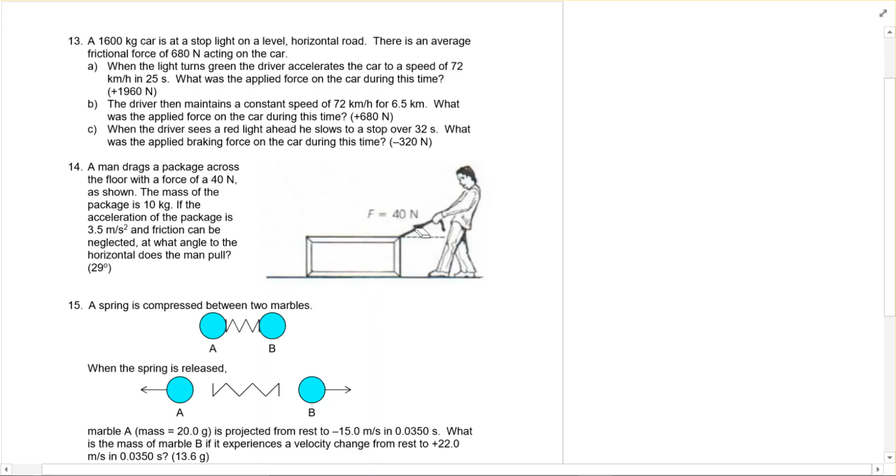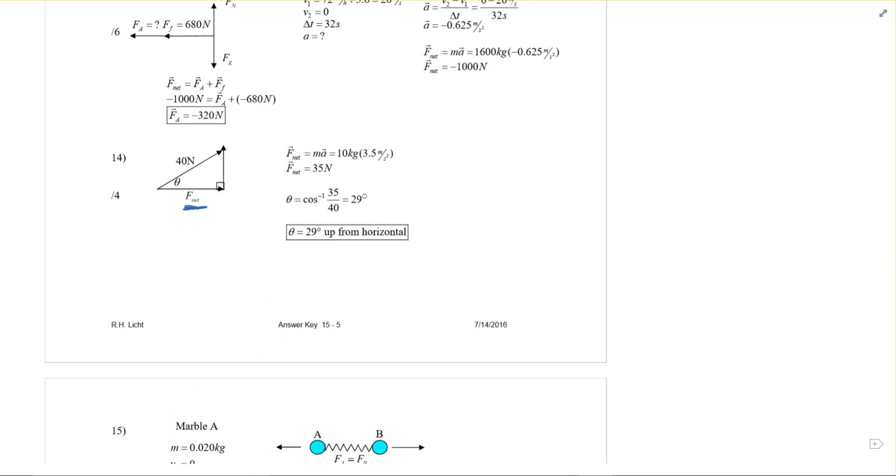The only thing that's responsible for moving this thing is the x component of this, right? That's the only thing, because that's the direction it's moving. It's moving to the right. So that's the only one we care about. So when we do this, we're going to figure out the net force of this thing. We know the net force of this one.